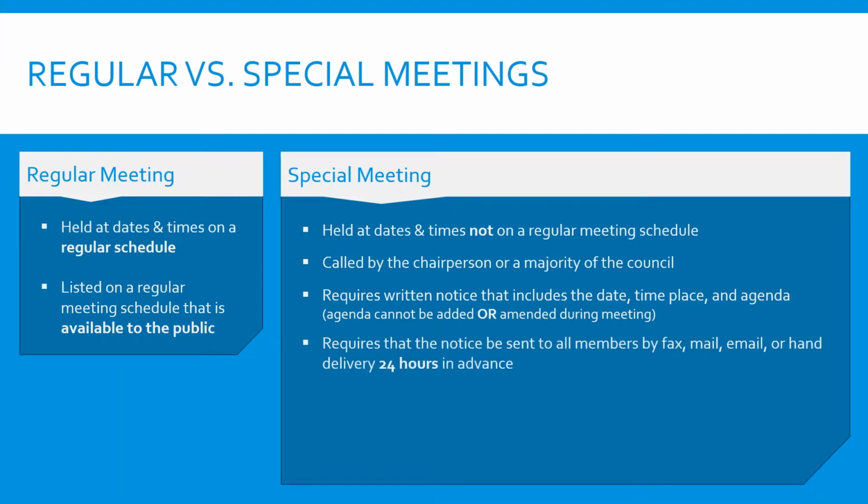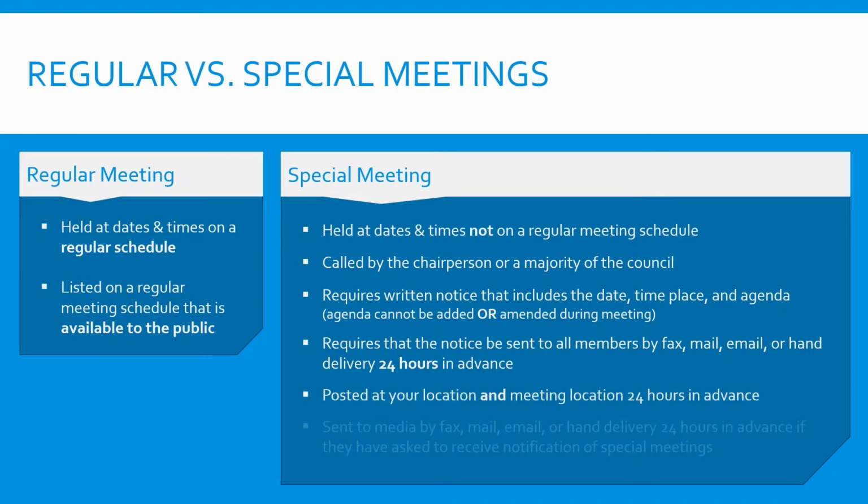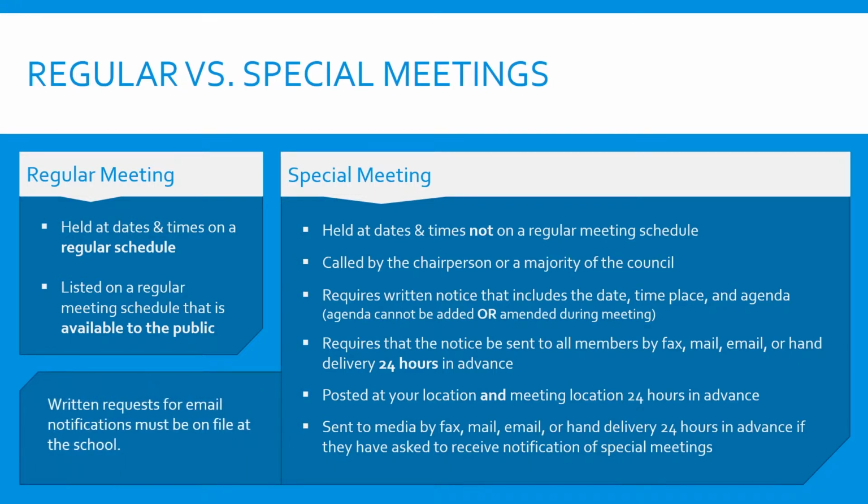Written notice must be sent to all members by fax, mail, email, or hand delivery 24 hours in advance. Notice must also be posted at your location and meeting location and delivered to any media outlets that have asked to receive notification of special meetings 24 hours in advance as well. Note that before using email as a method of notification, a written request from the recipient must be on file at the school.